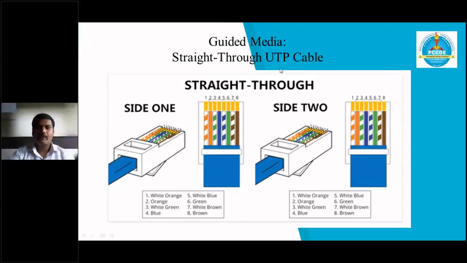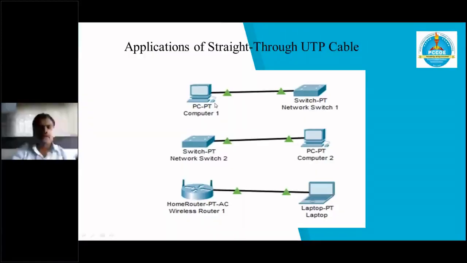Your guided media, the unshielded twisted pair cable, is mainly divided into two different types. The first type is a straight through cable and the second is a cross cable. Now a straight through cable is used if I want to connect two different devices in a network. Let me show you here on this PPT: the first device is the computer and the second device is your network switch. You can also have your router or your laptop. If you have a Wi-Fi router or a network switch, these are two different devices.